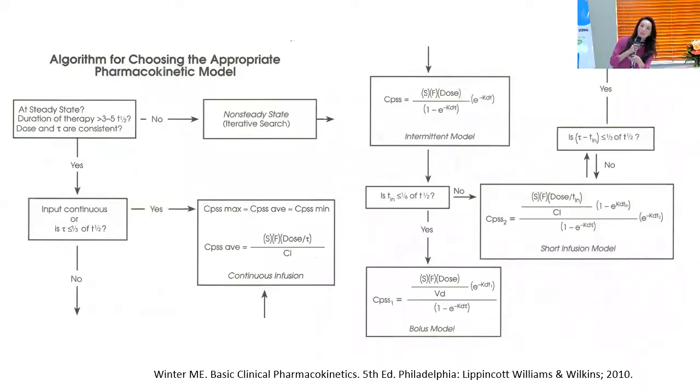The other thing here is that most of these models that you use, it assumes that you achieve steady state. When you're not at steady state, it's called iterative, non-steady state. This is much harder to do, okay? And I usually don't teach this until a student asks me to.